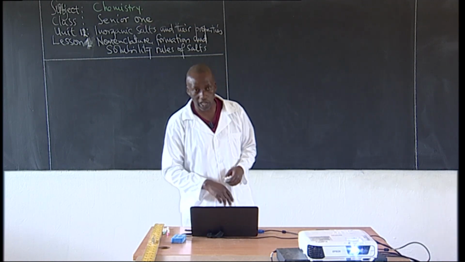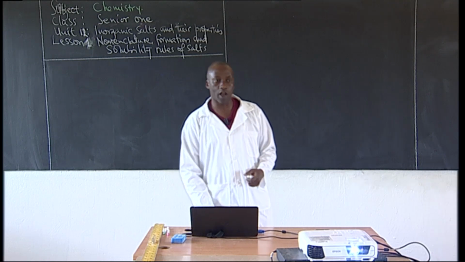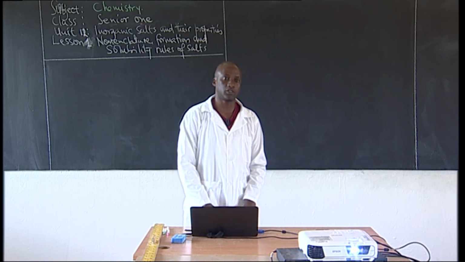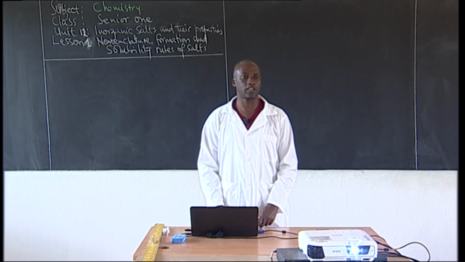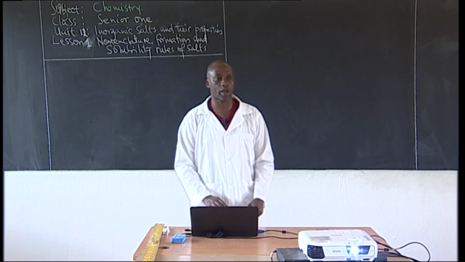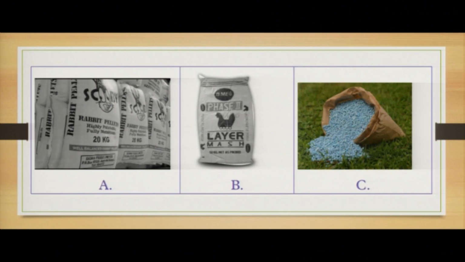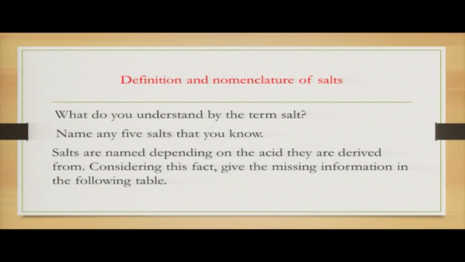So we'll just look at some of the pictures, A, B, C, D. We have A, B, C. This could be fertilizers. This is chicken mash. I can see there is layers mash. And I can see this is rabbit pellets indicated there. These substances contain salts. These are some of the examples that contain salt.